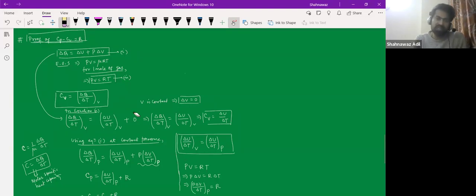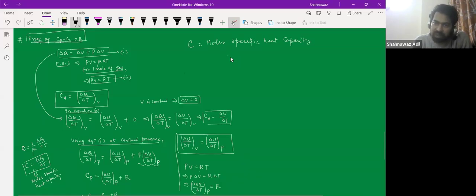The first thing we have to understand is that this C is molar specific heat capacity, which is simply 1 by mu delta Q by delta T. But we are taking 1 mole in our example, so this is simply delta Q by delta T. If we are talking about constant pressure, we put the subscript P. If we talk about constant volume, we take the subscript V. That is the only thing we have.